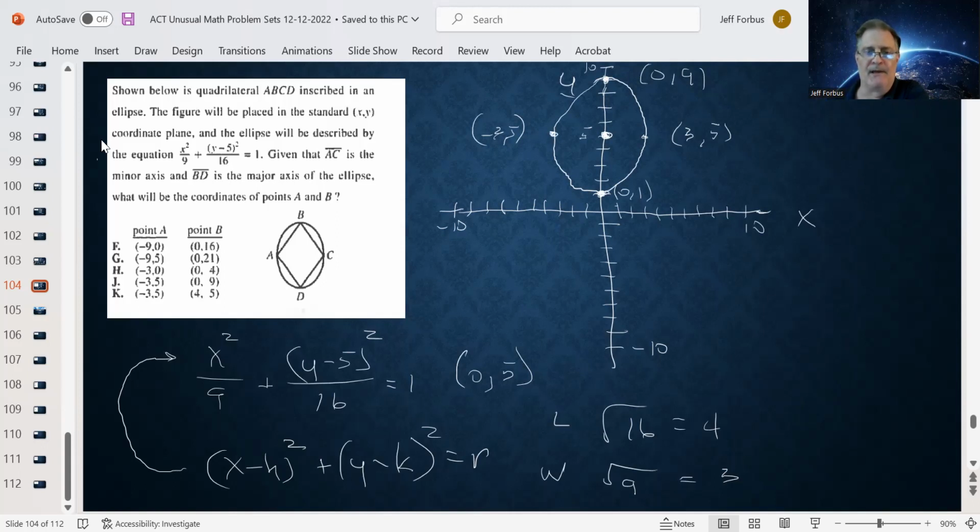Well, here's point A, and then here's point B, which is up here. So A is -3, 5. A is equal to -3, 5. And then B is equal to 0, 9. Now, which one of these have our points? That's going to be answer choice J.